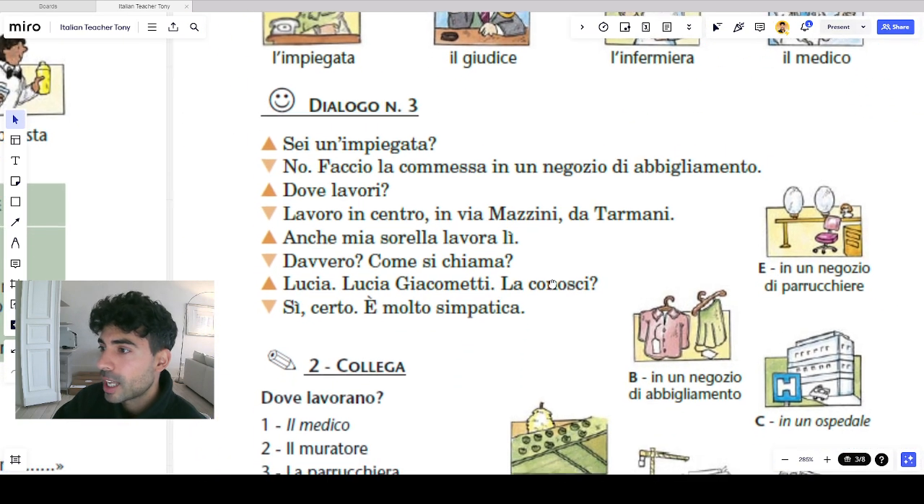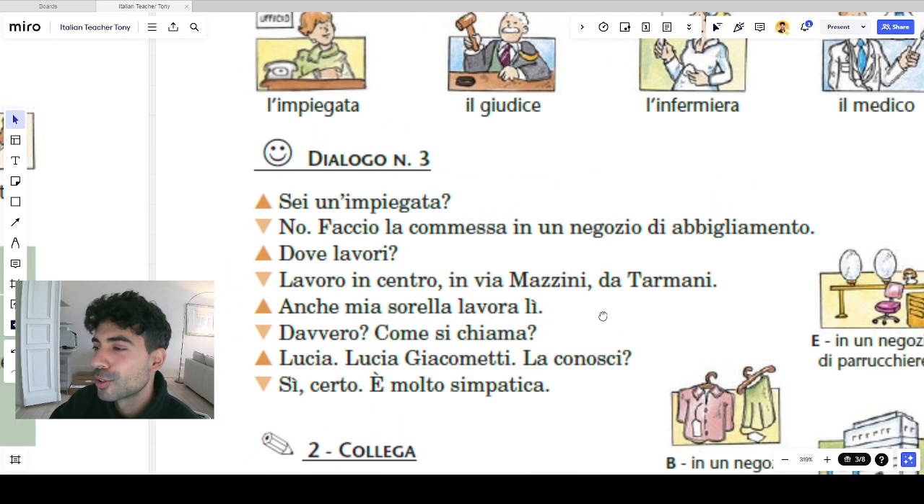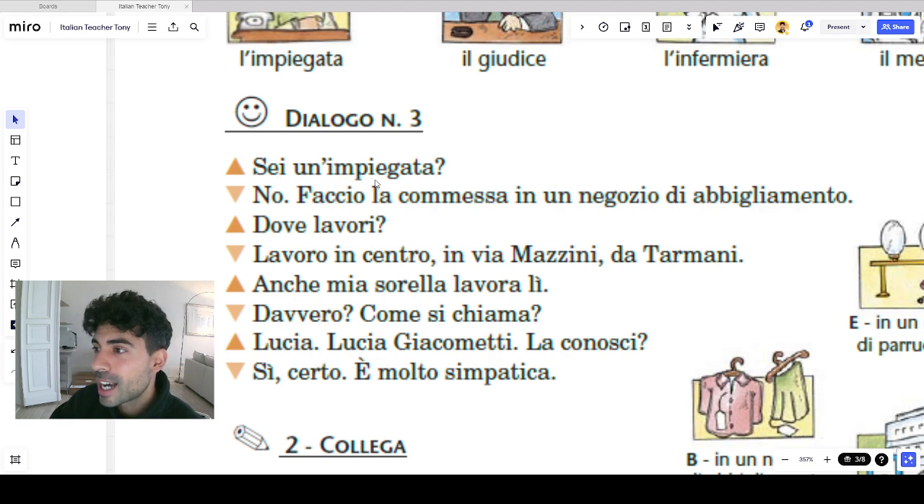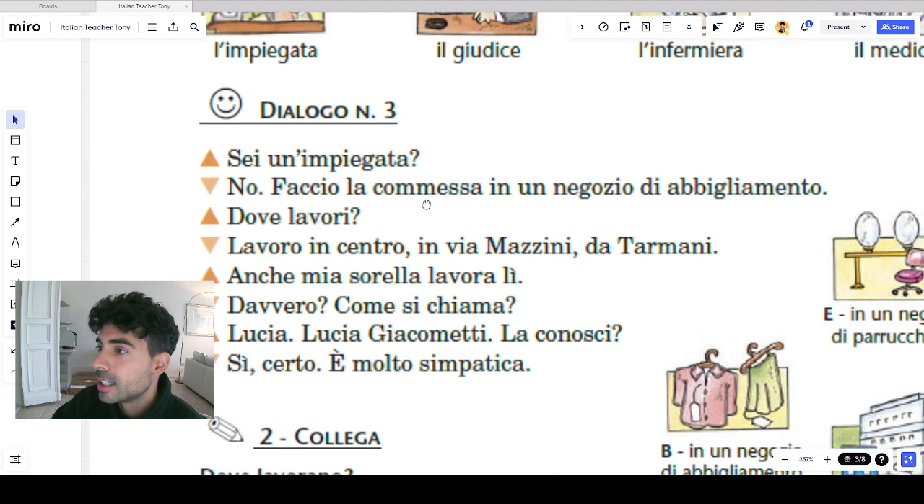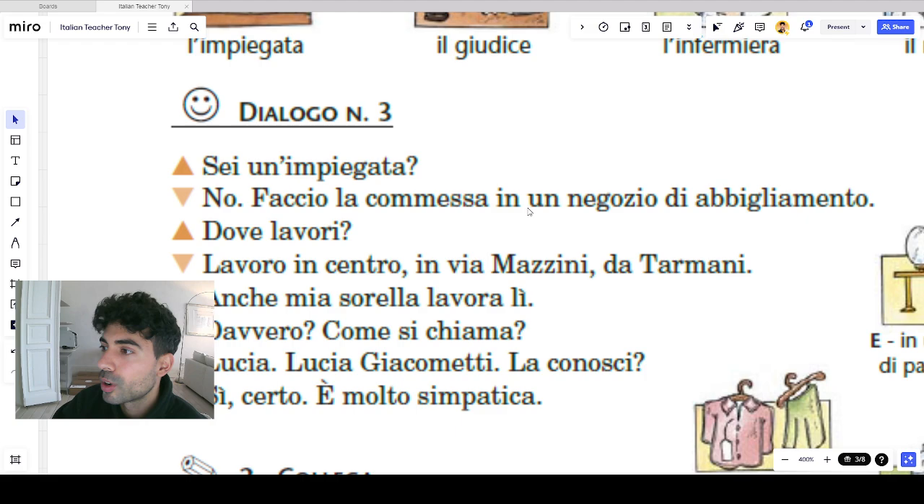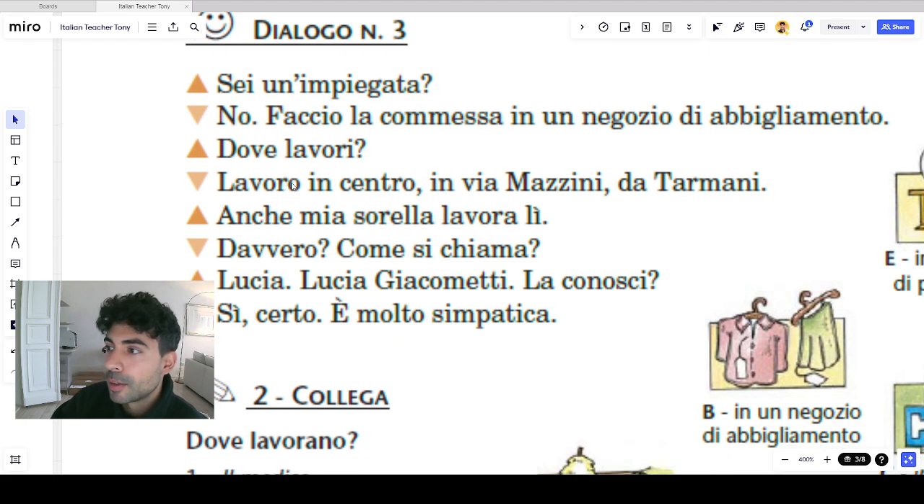Now let's read also this dialogue. There is some vocabulary about clothing and possibly also location. Sei un'impiegata? Are you employed, like employed in a company? No, faccio la commessa in un negozio di abbigliamento. No, I work as a retail worker in a store of clothing. Dove lavori? Where do you work? Lavoro in centro, in via Mazzini, da Armani.